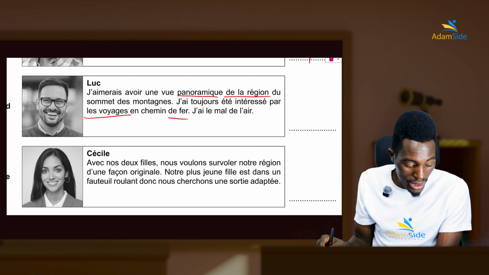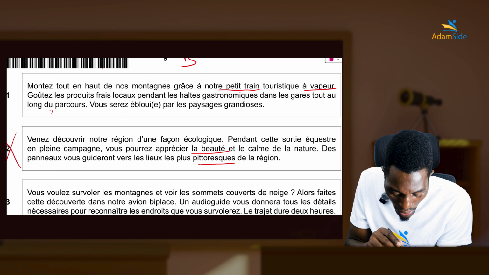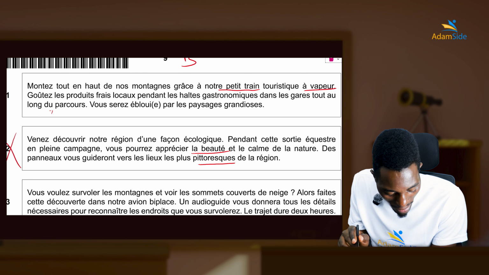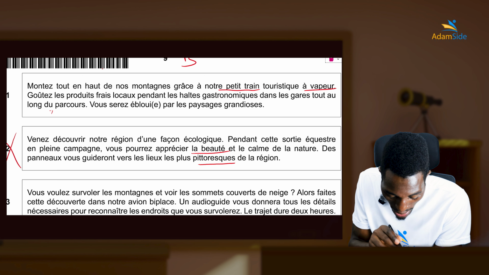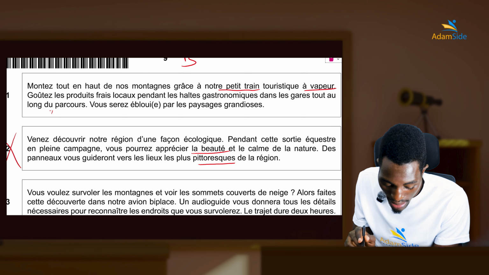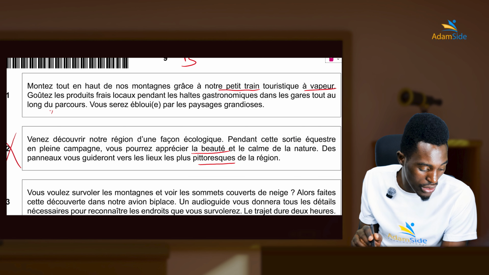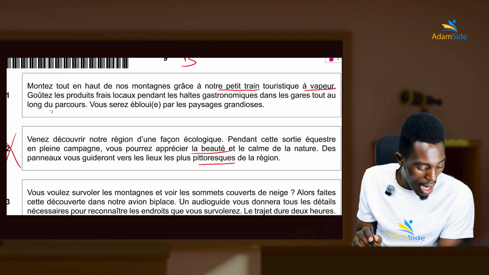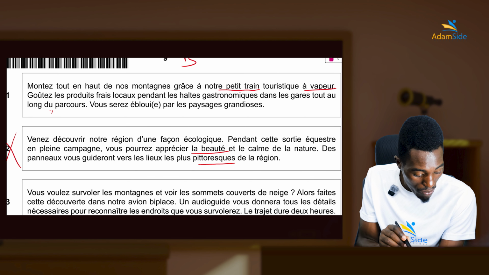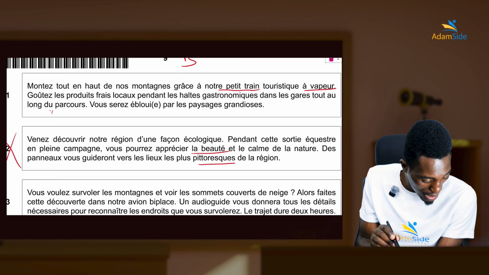Let's go and find the information for Look. Une panoramique de monter tout un an des montagnes grâce à notre petit train touristique à vapeur, goûter les produits frais locaux pendant les haltes gastronomiques dans les gares tout au long du parcours. Vous serez ébloui par les paysages. And Look says, j'aimerais avoir une vue panoramique de la région du sommet des montagnes, oui.